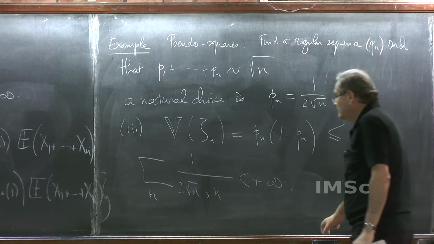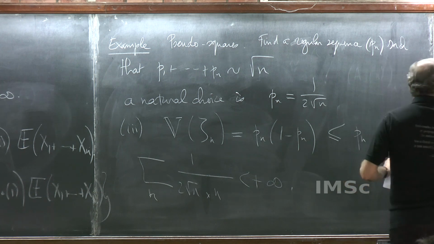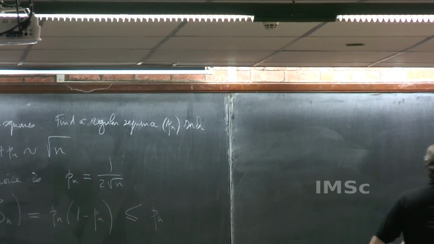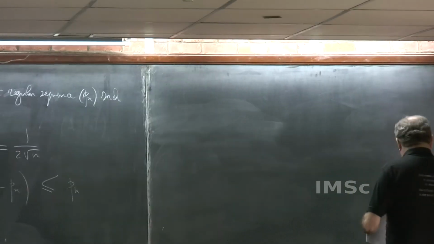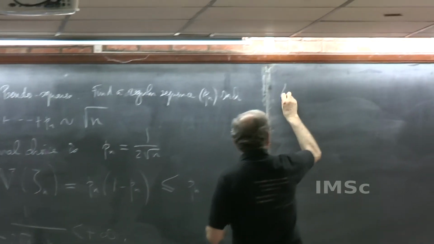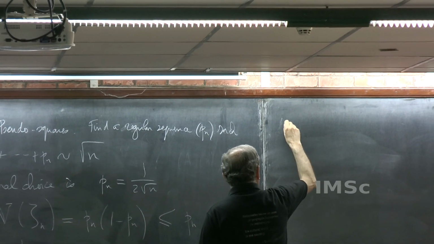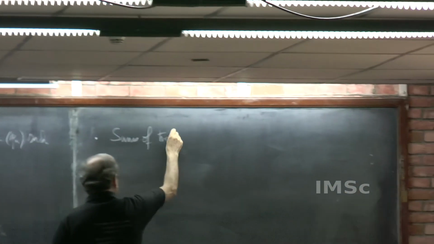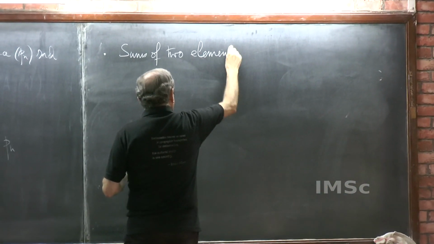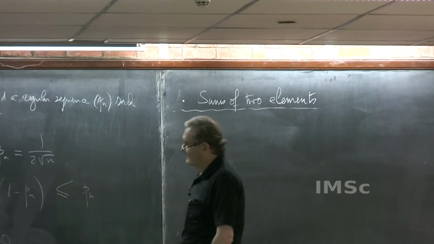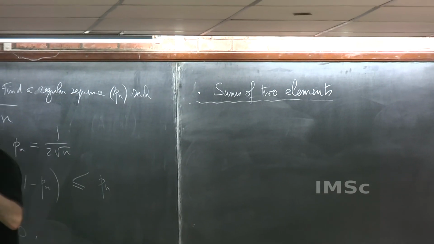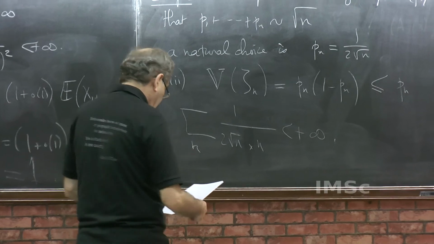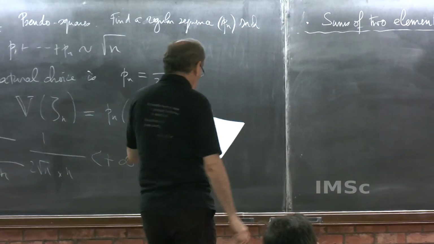Okay, I want to go now to something which would be the sums of two elements. Next thing: sums of two elements. For example, I want to have some idea what the sum of two squares, or two pseudo squares, looks like. Okay, so what is R_n?